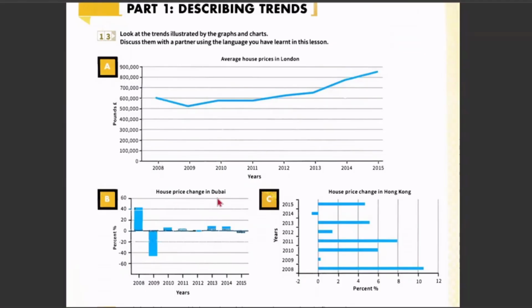Again, from 2013 to 2015, there has been a much bigger increase in house prices in London. There has been a more significant increase in house prices. Because it's a big change, you can use "significant" there. Okay, well done, very good.